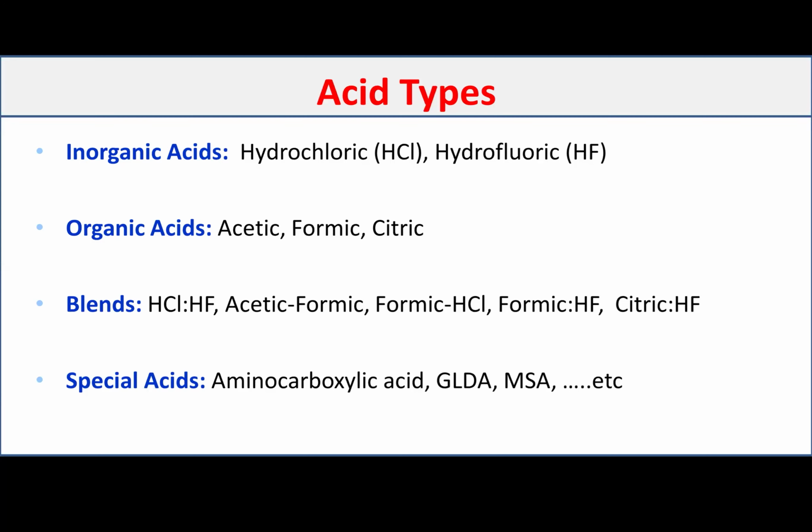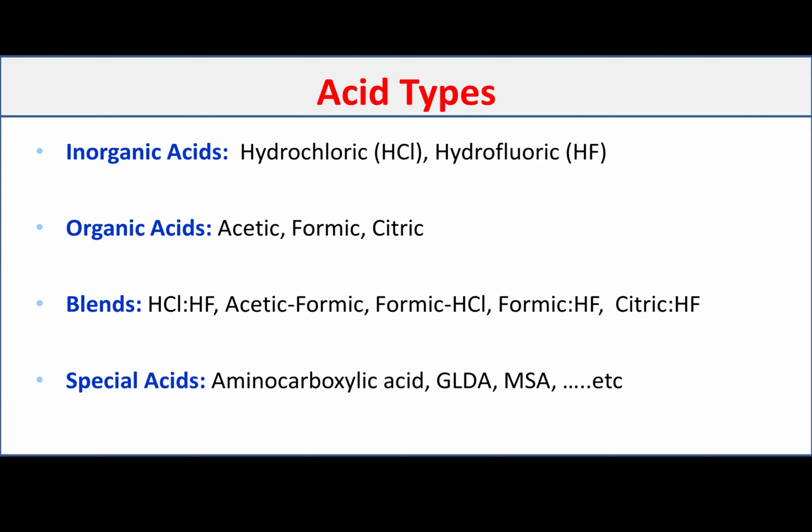Also, we have something we call organic acid, and we have mainly three chemicals: acetic acid, formic acid, citric acid. They are a little bit more expensive than HCl, but much less corrosive. So you typically use them when you have high temperature scenarios.